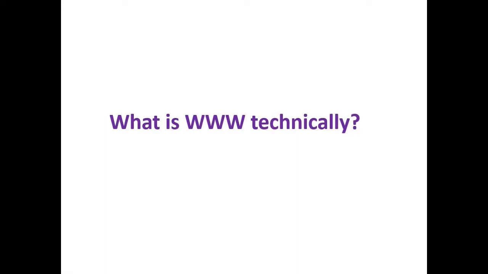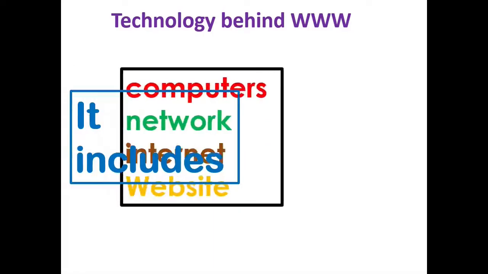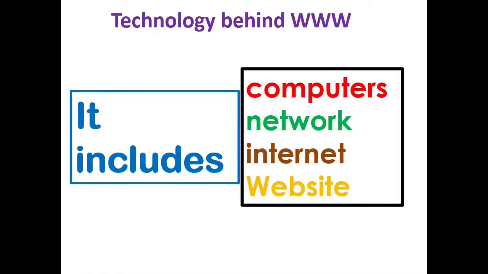How to define World Wide Web? A technology we always use in our mobile. These are the four different concepts, the technologies we use as the backbone of the World Wide Web: the modern computers, the network concepts which connect these modern computers, the internet protocol which allows us to share information between these modern computers using the network, and the website which actually displays the information to the user.